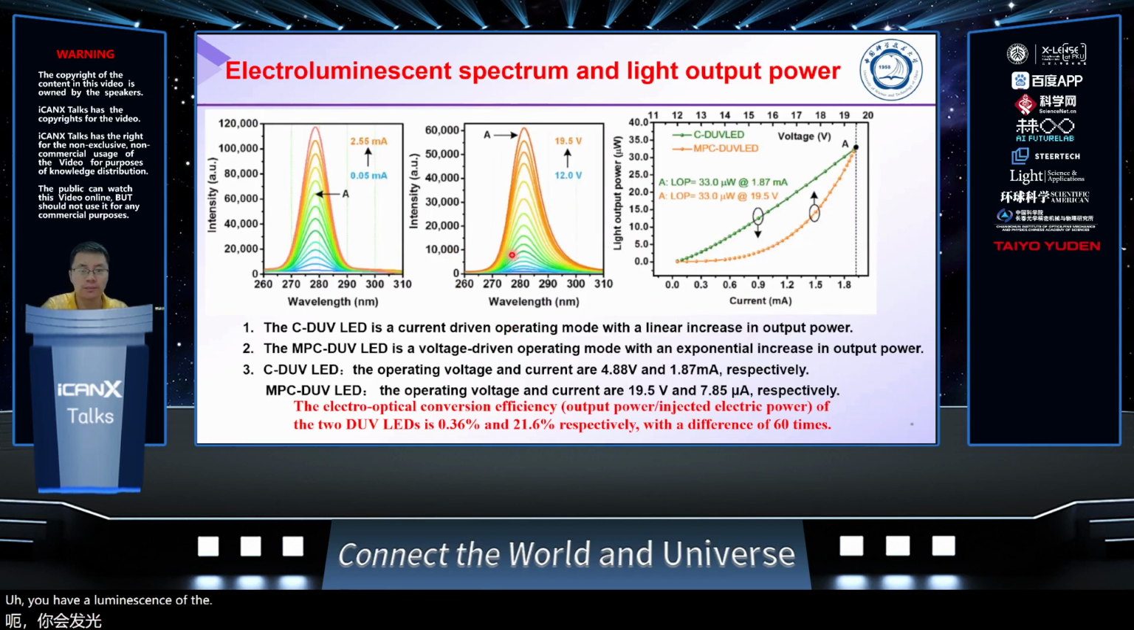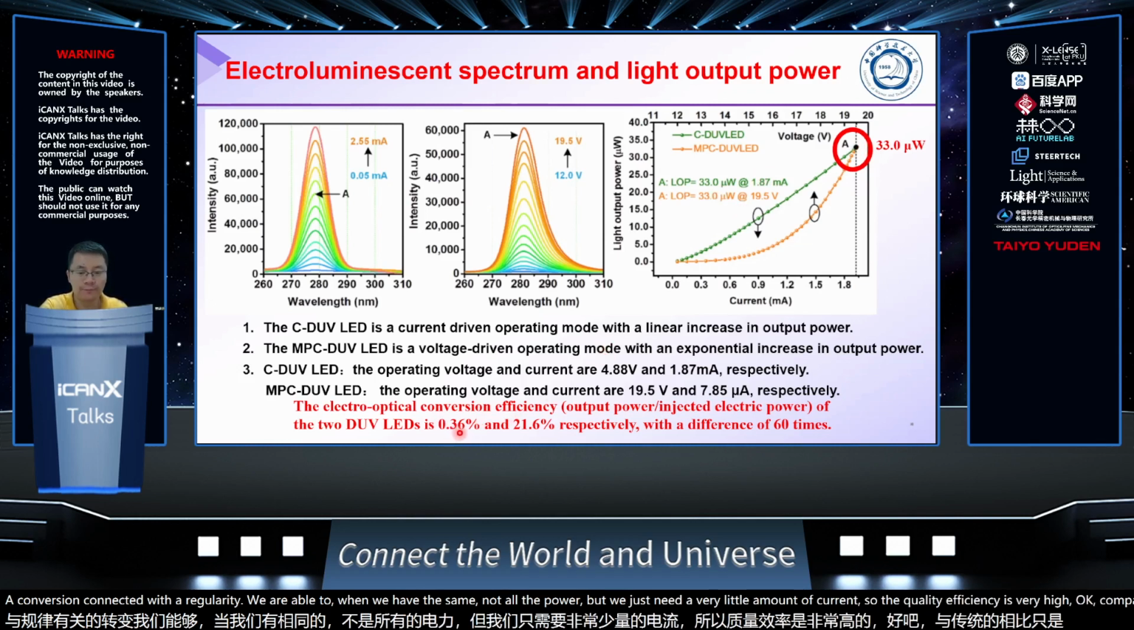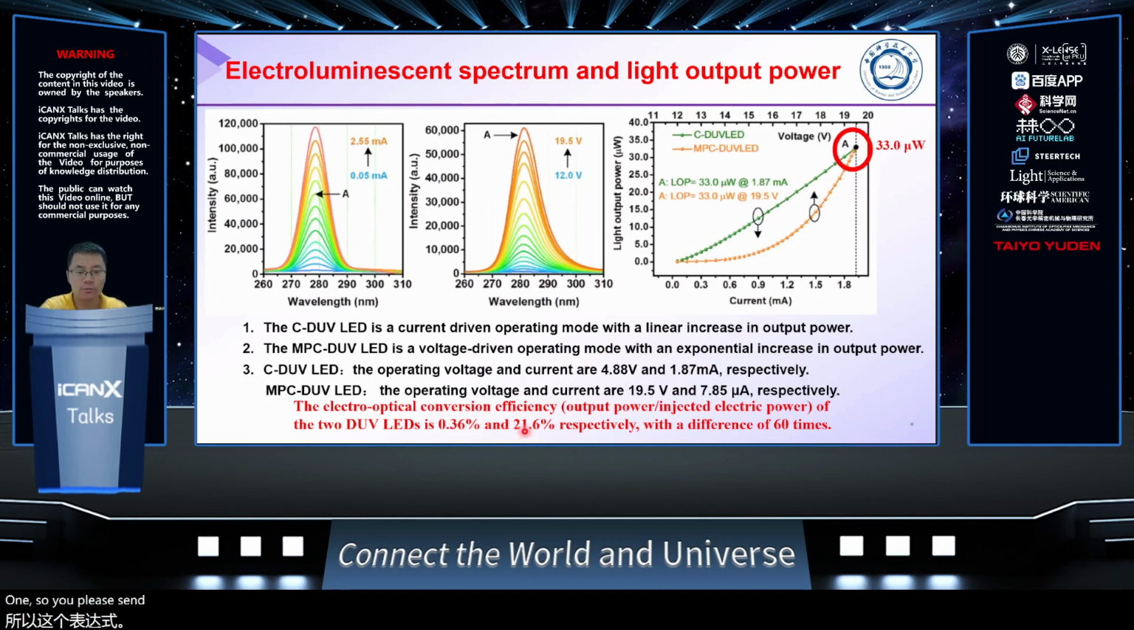of the device. When we inject the current and voltage together into the device, what we learned is that by comparing the regular LED with the LED connected to this very unique photo multiplier converter, when we have the same light output power, we just need a very small amount of current. So the quantum efficiency is very high, compared with the conventional one which is only 0.36%. Now we have 21%.